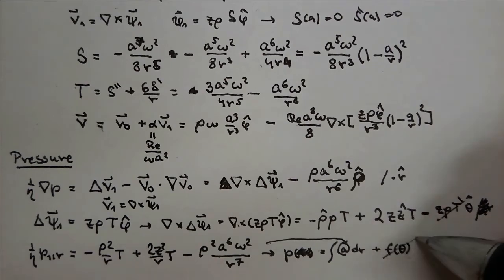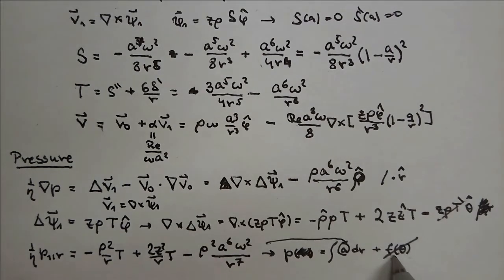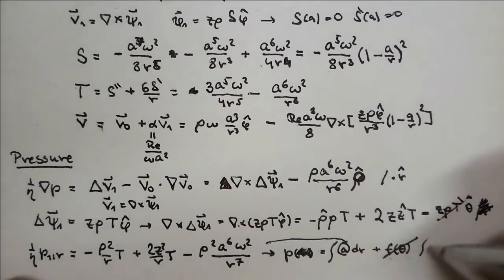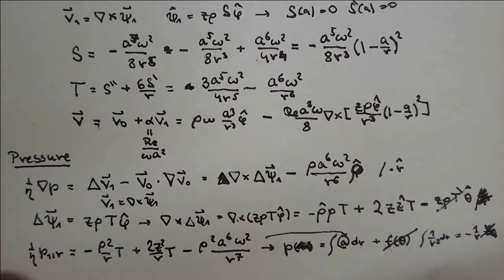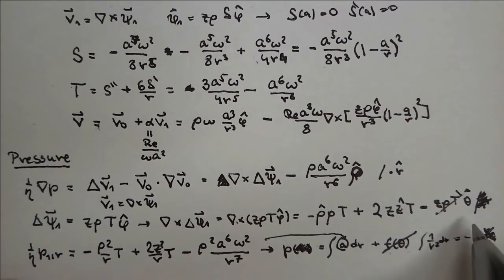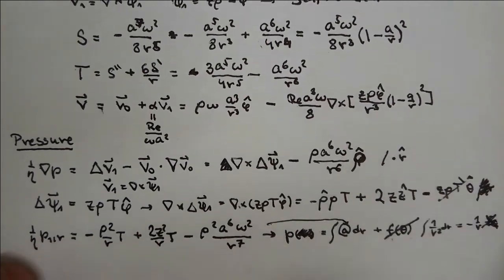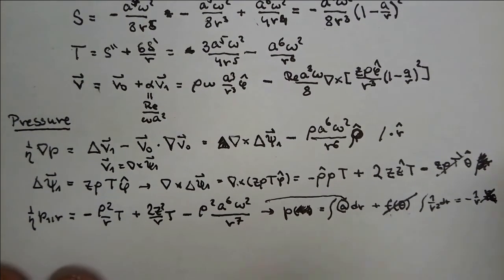So this is 0 and not even constant, because we've assumed this is constant, so the integral has to be performed. The integral of 1 over r squared dr should be minus 1 over r, not plus c. This is 0, and we will also force c to be 0, as this term should tend to 0.